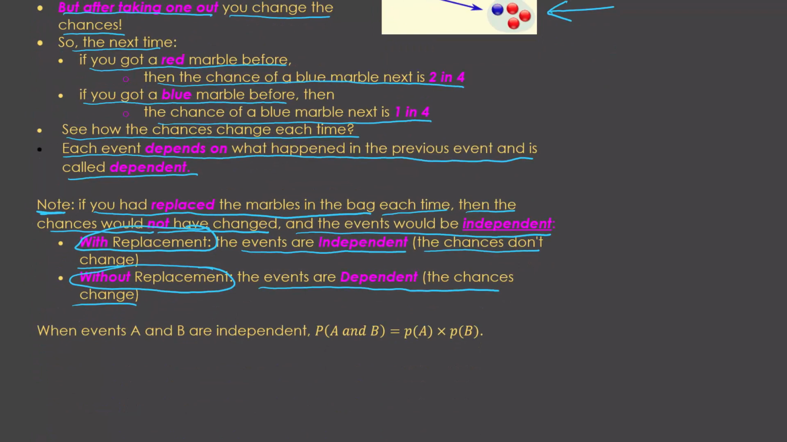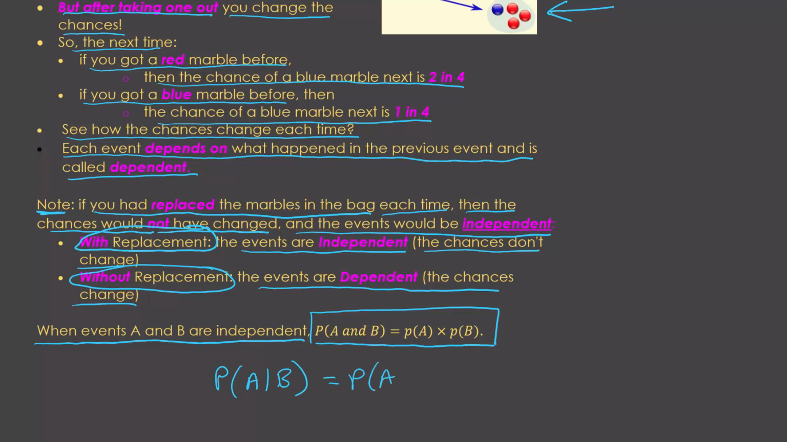One thing you should know, when events A and B are independent, the probability of A and B is equal to the probability of A times the probability of B. And it's probably worth mentioning as well that if they're independent, the probability of A given B is just equal to the probability of A, because knowing B does not affect the probability of A.